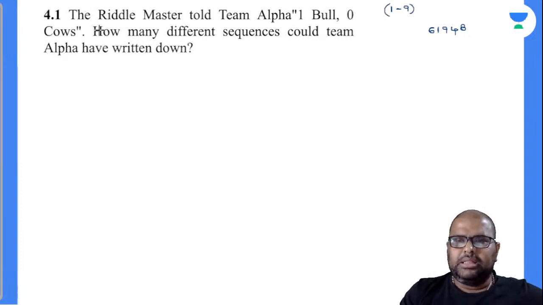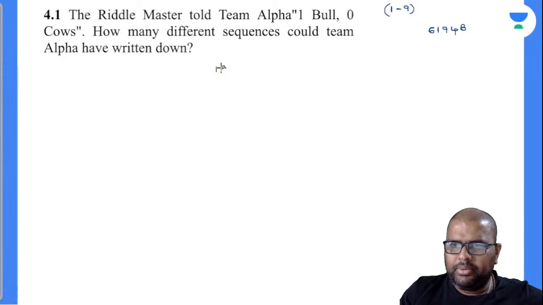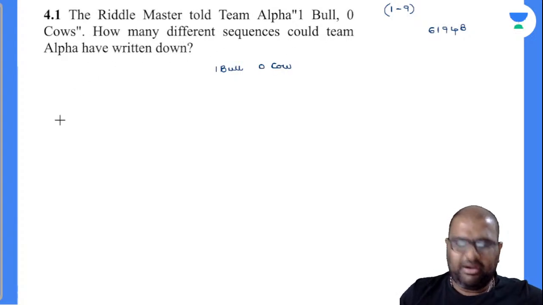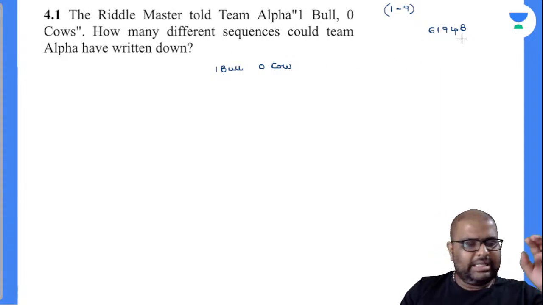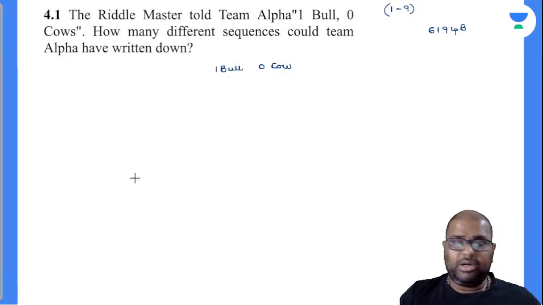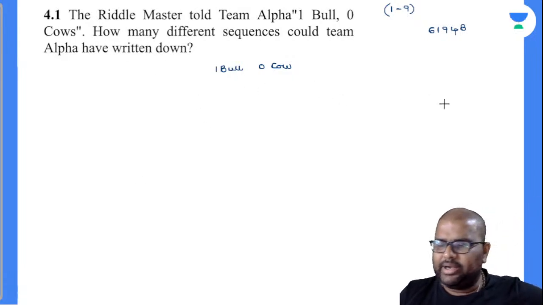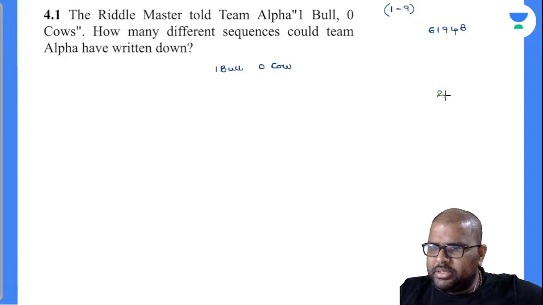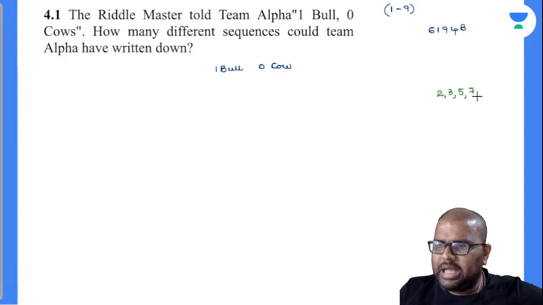0 is not allowed because it is not considered in the question according to the data given. The riddle master told team alpha, 1 bull and 0 cow. How many different sequences could team alpha have written down is the question asked. Chalo beta, 61948 are the numbers in the master sequence. What are the numbers which are not in the master sequence? I'll write down: 2 is not there, 3 is not there, 5 is not there, 7 is not there. Am I right or wrong? So these are the numbers that are not in the sequence.